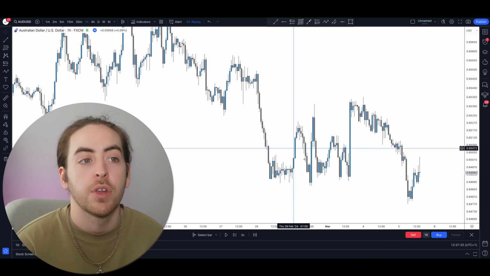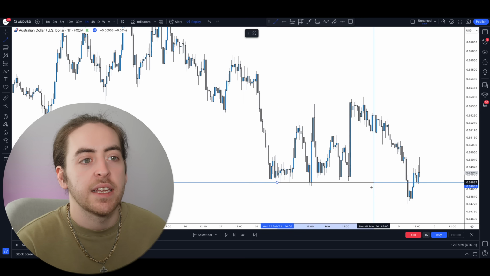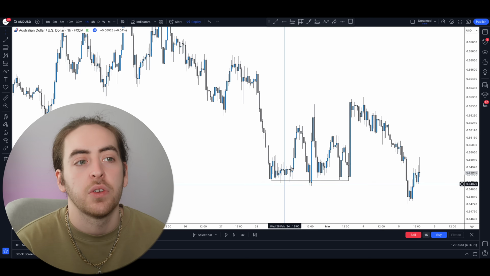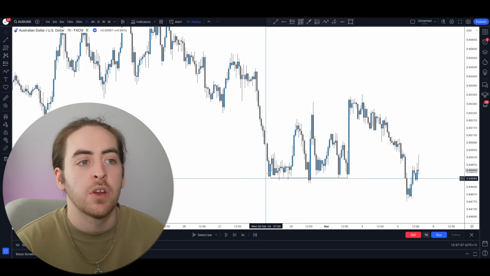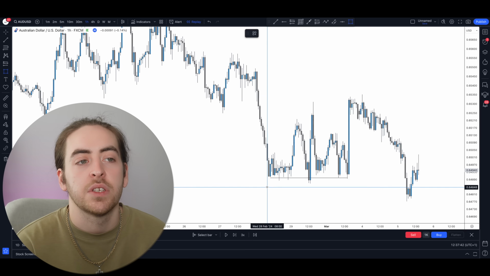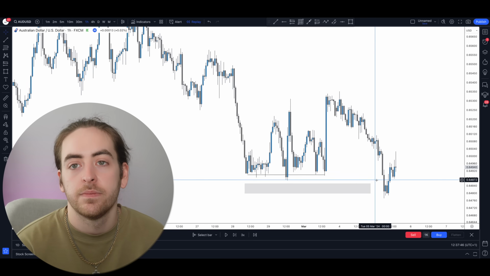Here we have an area of equal lows. This could be seen as a support floor. Basically, the market has reacted from this level multiple times. So buyers are looking to buy from here if they are support and resistance traders. Now, because we know there are going to be a lot of people buying here, we know there's going to be a significant quantity of orders below in the form of sell stops and stop losses.